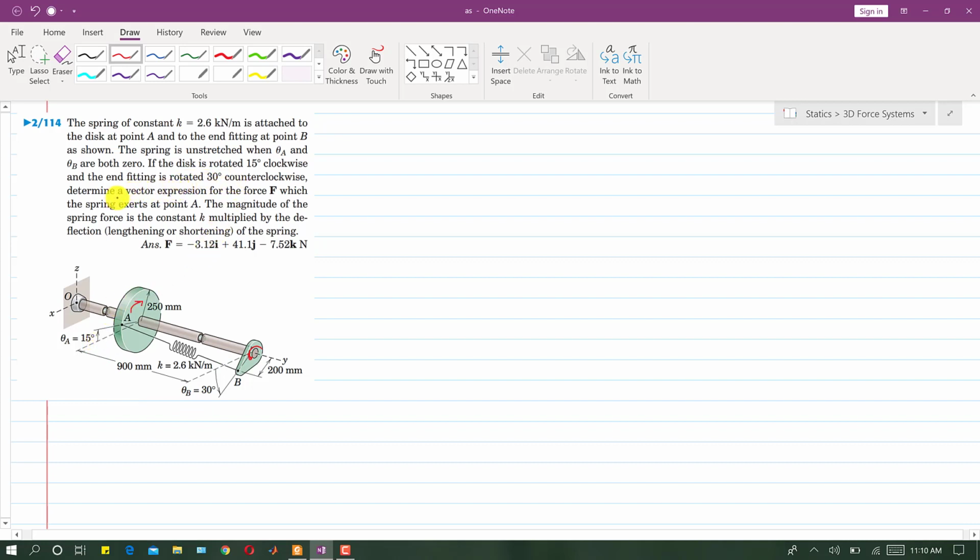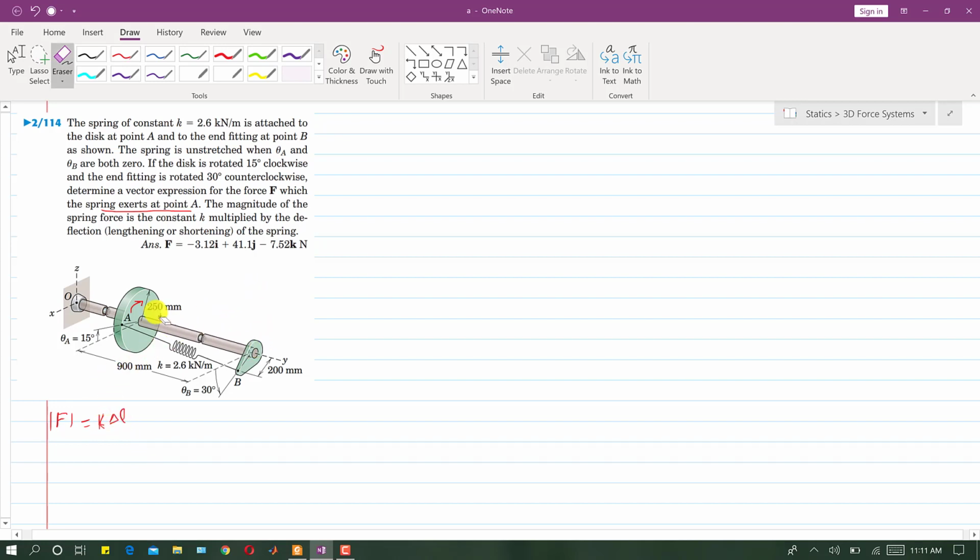In the problem it is asked to determine a vector expression for the force F which the spring exerts at point A. So we need to find the F vector from A to B, which the spring exerts at point A. Again it will be from A to B from this statement. And it is said that the magnitude of the spring force is the constant K multiplied by the deflection. So the spring force magnitude will be equal to K and change in length. This we know from Hooke's law.